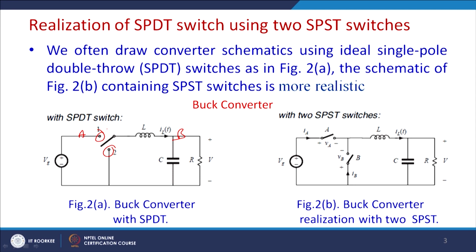The same thing can be realized by these two SPST switches. The upper switch will block the voltage VA and current will pass through it, and the lower switch will block the voltage VB, and current will be passing through it. But generally, with most semiconductor switches, you will see that current is allowed to flow in this direction, not in this direction, and similarly current will be allowed to flow in this direction and not this direction.